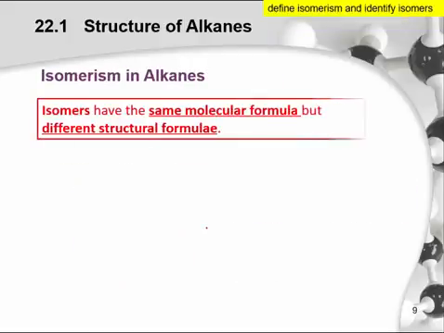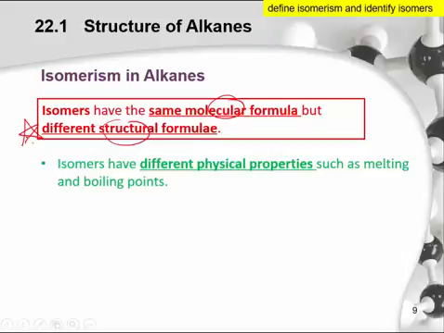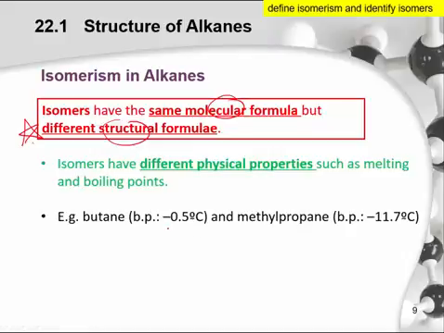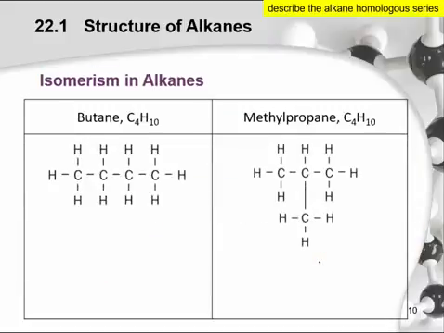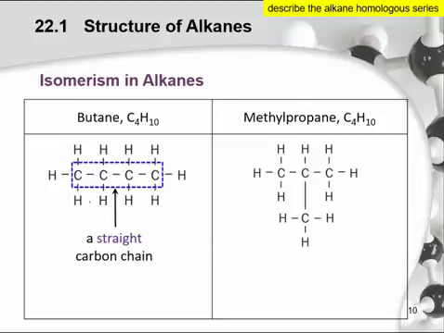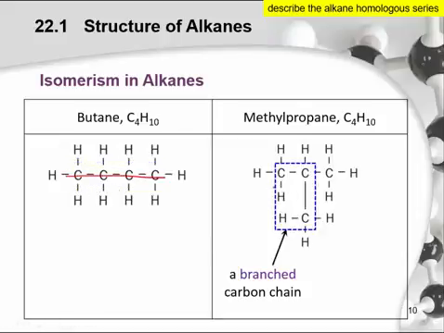So what is an isomer? Isomers are molecules having the same molecular formula but different structural formula, very important. Isomers have different physical properties such as melting and boiling point. For example, butane has a boiling point of minus 0.5 degrees Celsius. Methylpropane, which is another isomer of butane, has a boiling point of minus 11.7 degrees Celsius. They both have the same molecular formula of C4H10 but different structural formula. So this is how they look. Butane has a straight structure. Methylpropane has a branched structure.